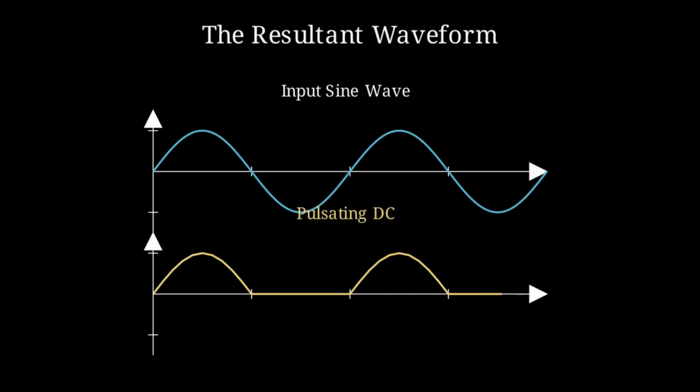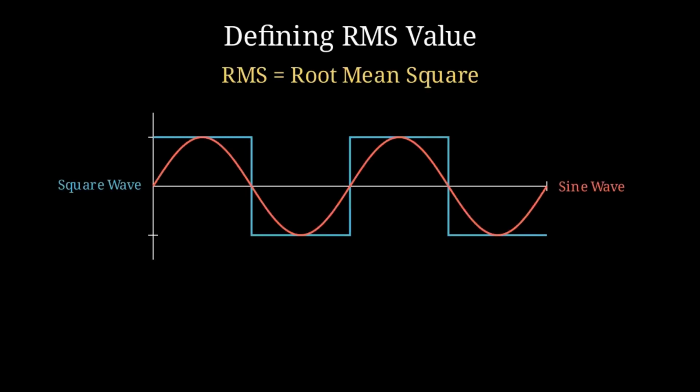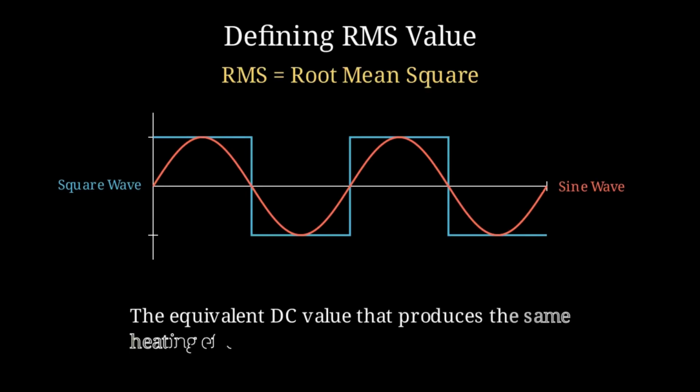While this is technically direct current because it never changes direction, it is highly discontinuous and requires further analysis to understand its effective power. To measure the effectiveness of this pulsating wave, we use the root mean square, or RMS, value. The RMS value represents the equivalent steady DC voltage that would dissipate the same amount of heat in a resistor. The calculation involves three steps.